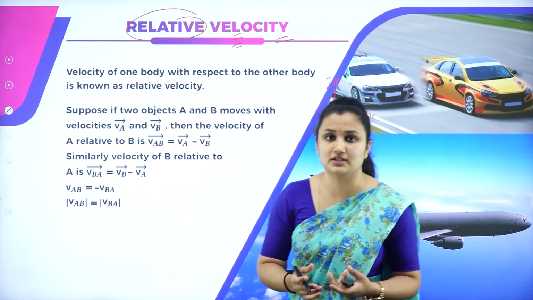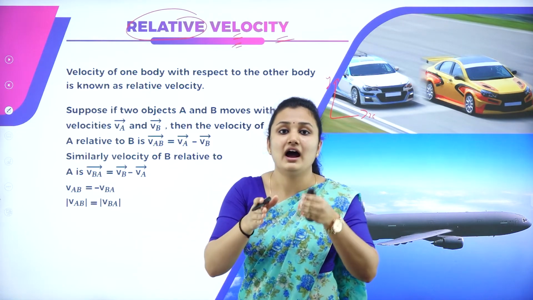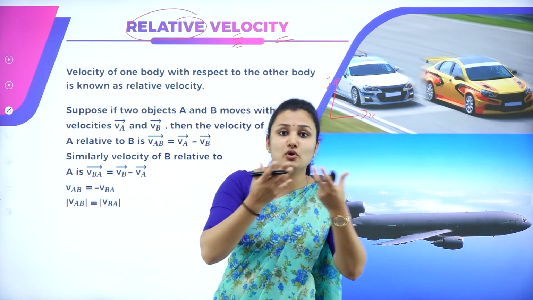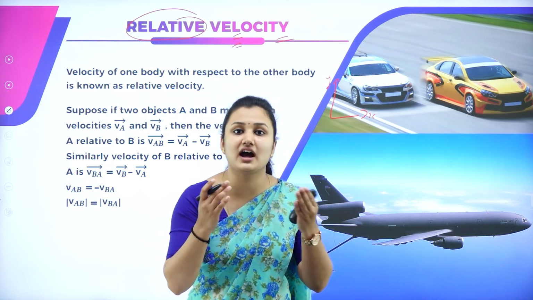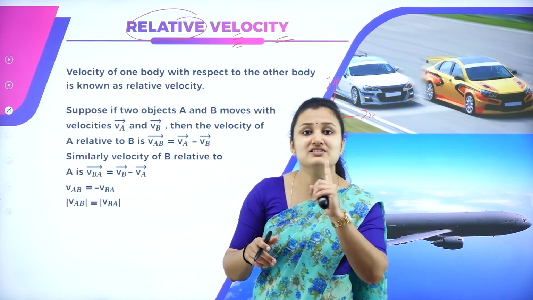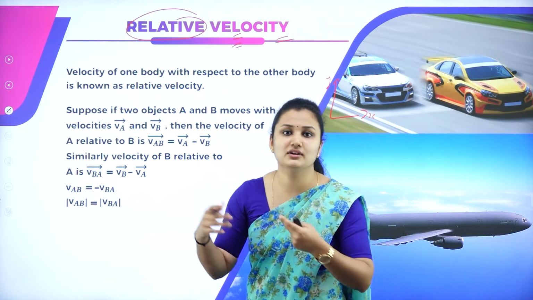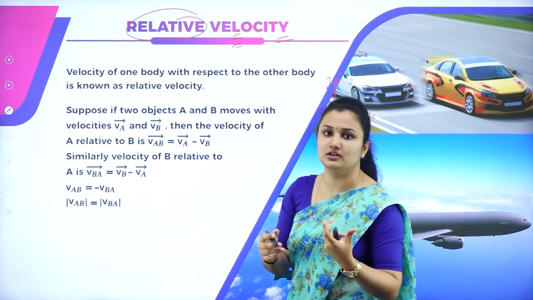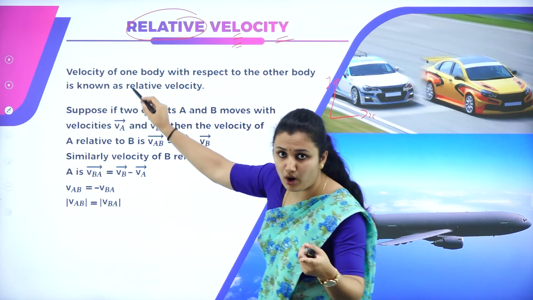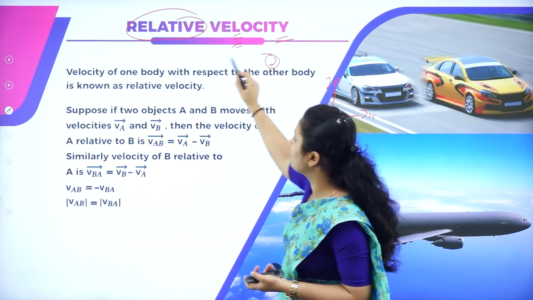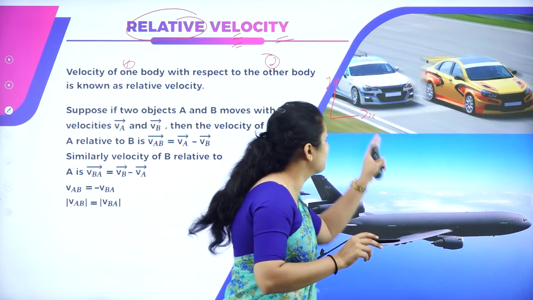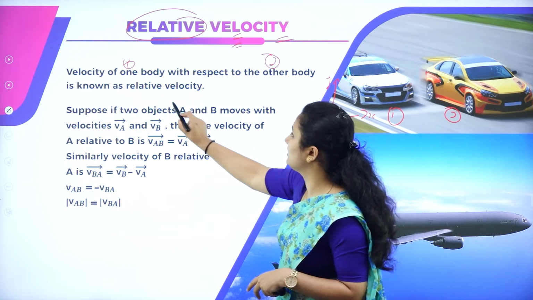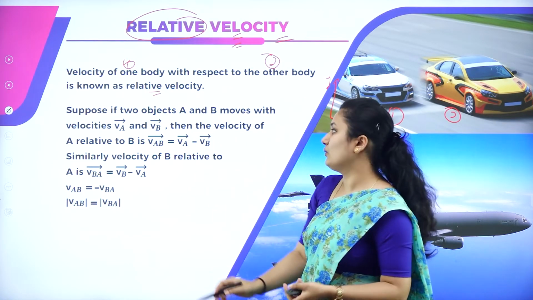comparison between two objects. If a car is moving on a straight road, I have two cars. I want to know which car is moving faster. With the relative motion of another car, you can tell which car is moving faster among the two. If I have a single car, with relative to what will you tell which car is moving faster? So relative is the comparison. The velocity of one body with respect to the other, you are describing the velocity. That is known as relative velocity.